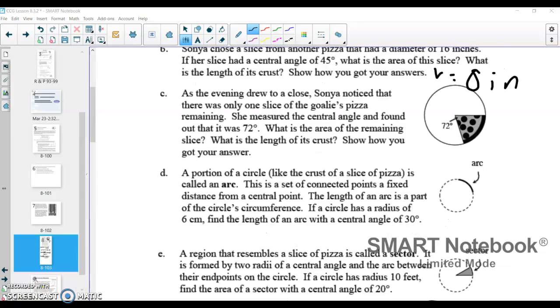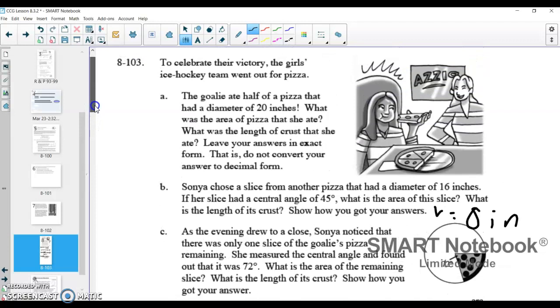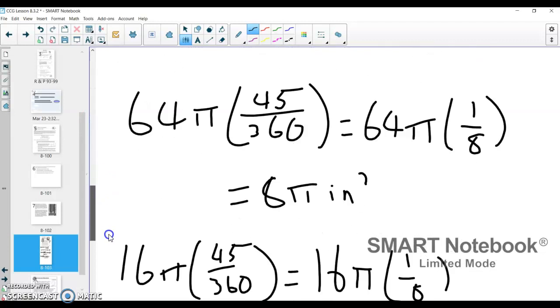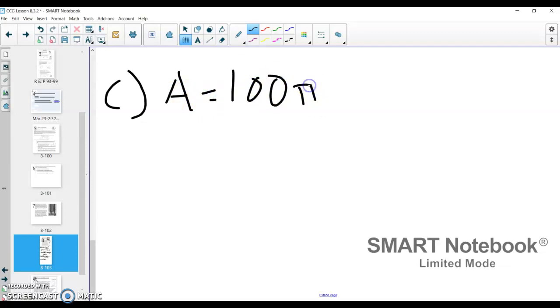Part C, it's saying that Sonia noticed that there was only one slice left from the goalie's pizza. This actually brings back problem A, which was in my last video, so I have to talk about that just quickly. So in problem C, we're using the pizza from A, and that pizza in A had an area of 100 pi, and it had a circumference of 20 pi. So now we know the total area and the total circumference.